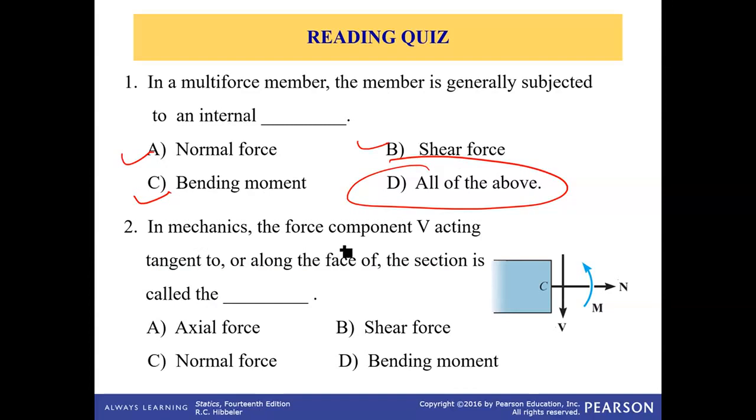In mechanics, the force component V acting tangent to and along the face of the surface is called shear force. In this diagram, N is perpendicular to the cross section at C, so it's called normal force. V is tangent to the cross section, so it's called shear force, and M is the bending moment at C.